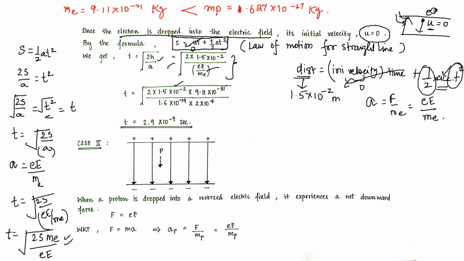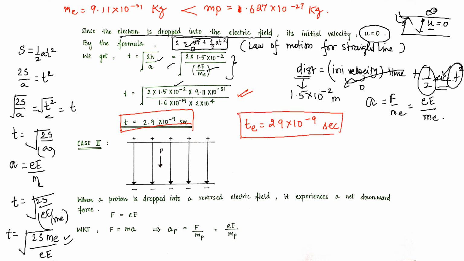Okay, substituting all these values, and after doing all the calculation, we got the value of time as 2.9 × 10^-9 second. This is time for electron, 2.9 × 10^-9 second. Okay, now we will move on to the second solution, the second case. What is the second case? Second case is we are taking proton and electric field is reversed.